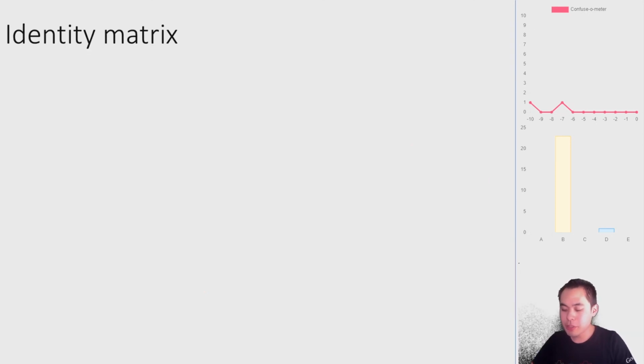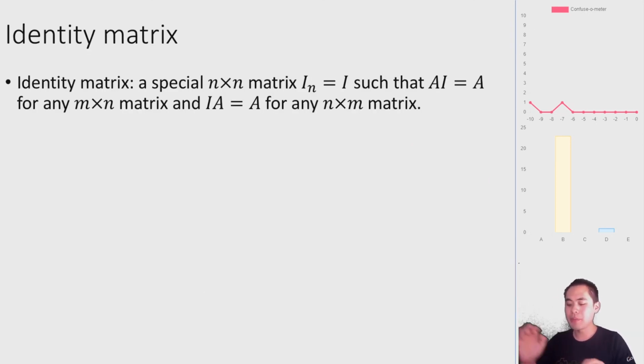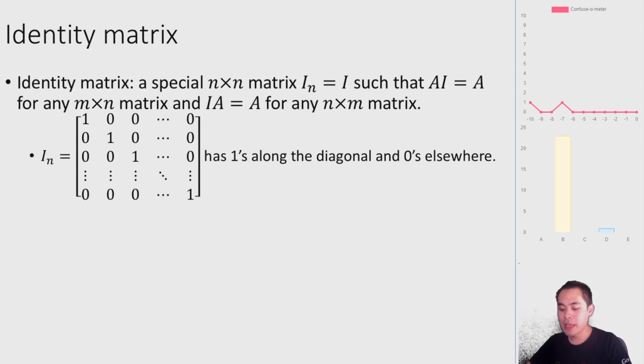So let's start by talking about the identity matrix. This is a special n by n matrix such that when you multiply by any other matrix, you get it back. Of course, you have to have the right number of dimensions. So this is n by n, so you can multiply it either by an n by m matrix if you multiply it on one side, or an m by n matrix if you multiply it on the other side. And this matrix is really easy. It's 1s along the diagonal and 0s everywhere else.